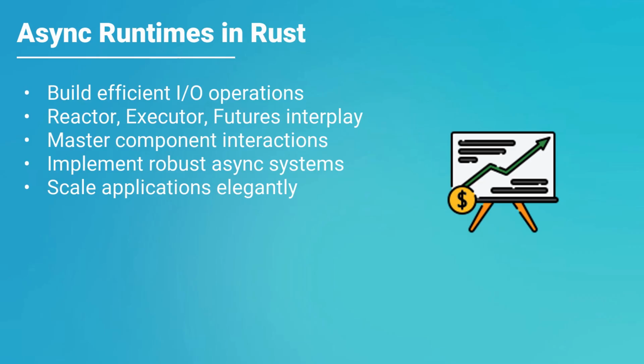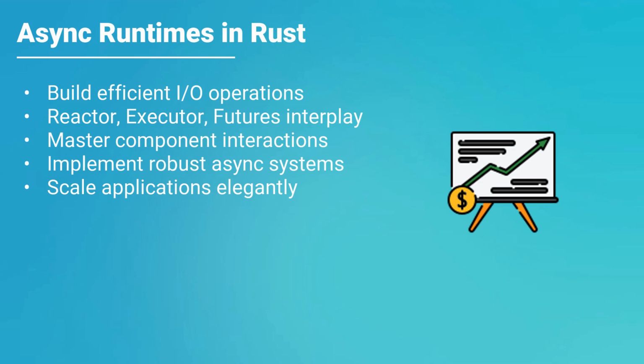In conclusion, building an asynchronous runtime in Rust involves intricately linking the reactor, executor, and futures to create a system capable of efficient I/O operations. The reactor watches for pending I/O events, the executor coordinates task execution, and futures represent ongoing operations. By mastering these components, you can create performant and maintainable asynchronous applications.